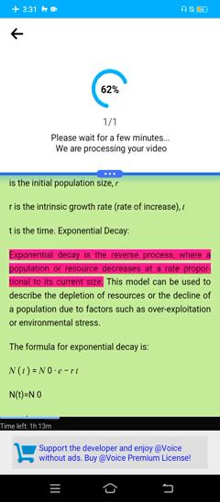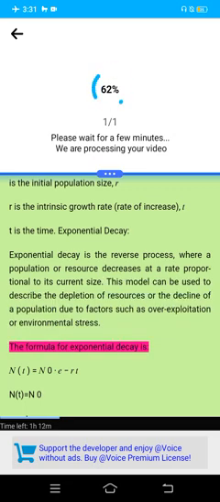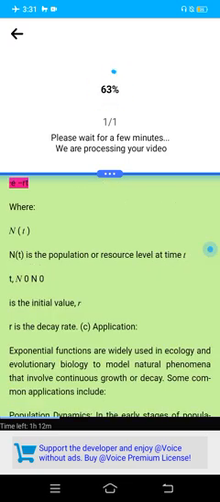Exponential decay is a reverse process, where a population or resource decreases at a rate proportional to its current size. This model can be used to describe the depletion of resources or the decline of a population due to factors such as overexploitation or environmental stress. The formula for exponential decay is N(t) = N0·e^(-rt), where N(t) is the population or resource level at time t.